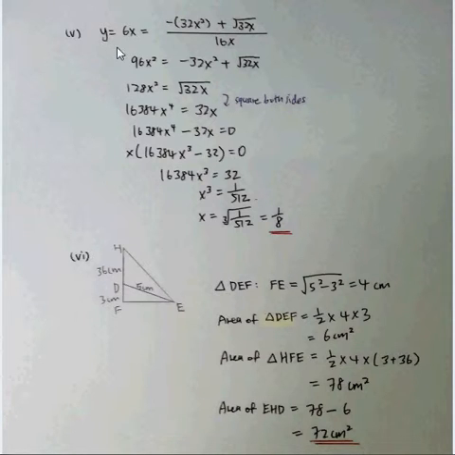We are given that y equals 6x, and we equate it to the expression that we found earlier. We will get 128x squared equals square root 32x. Then we can square both sides to get 1684x to the power of 4 equals 32x. And we proceed to solve this equation.